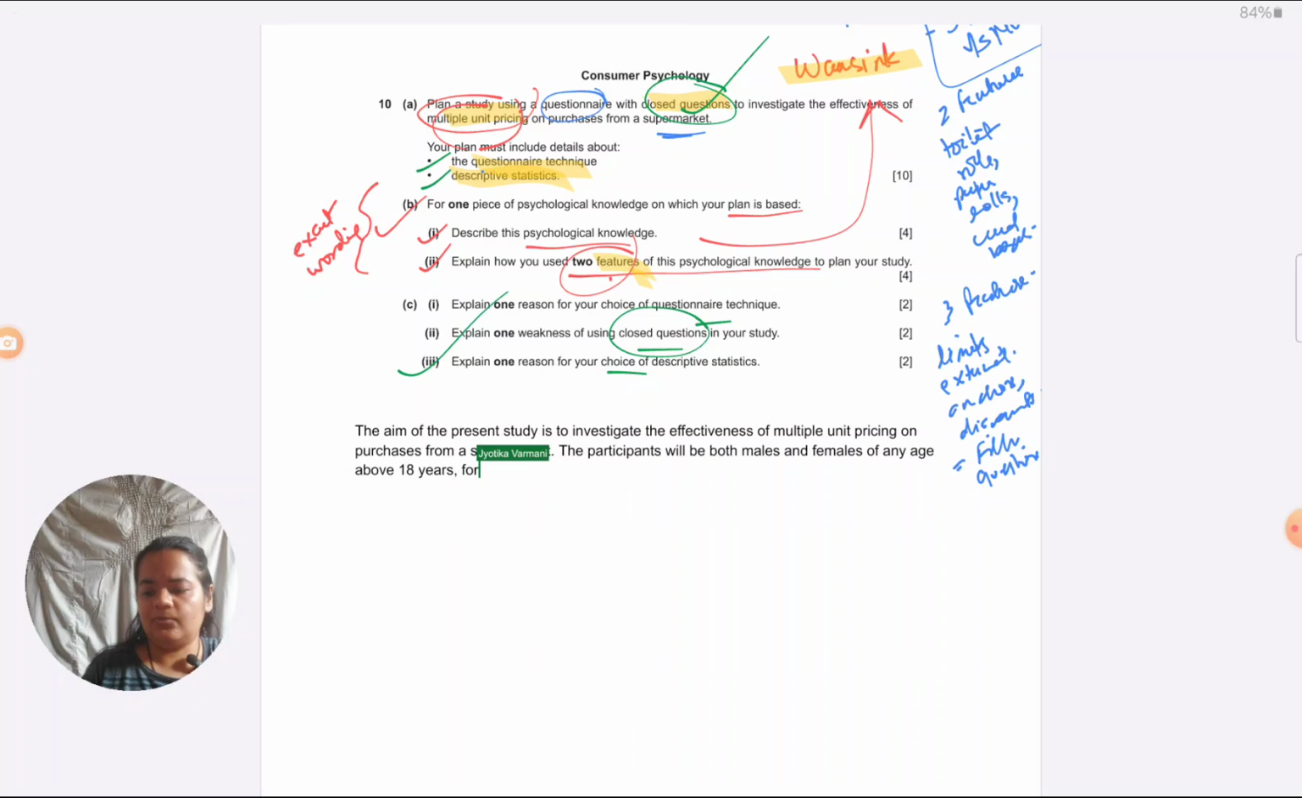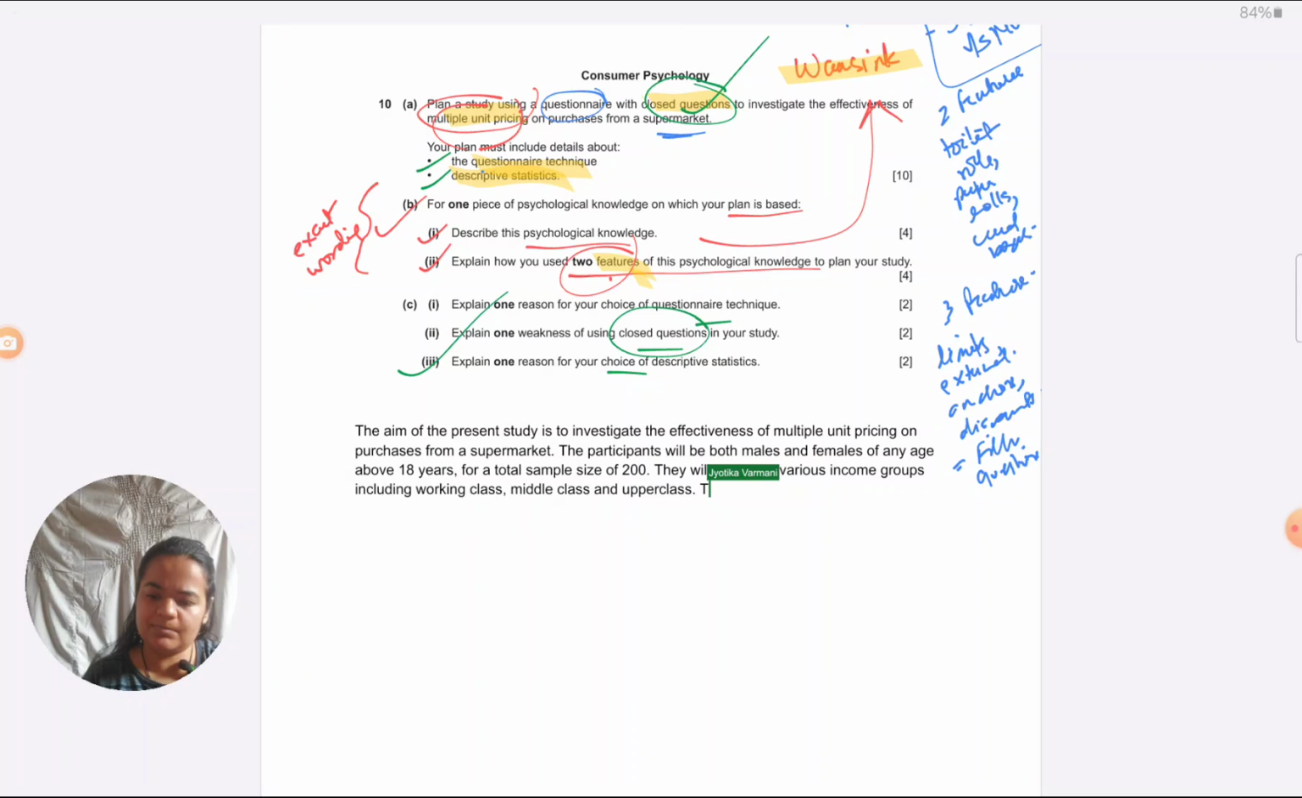For a total sample size of, it's a questionnaire study, closed questions can have a large number of participants to increase generalizability. So say I would say 100 or 200 participants. I'm taking 200. They will represent various income groups, as I mentioned earlier, including working class, middle class, and upper class.